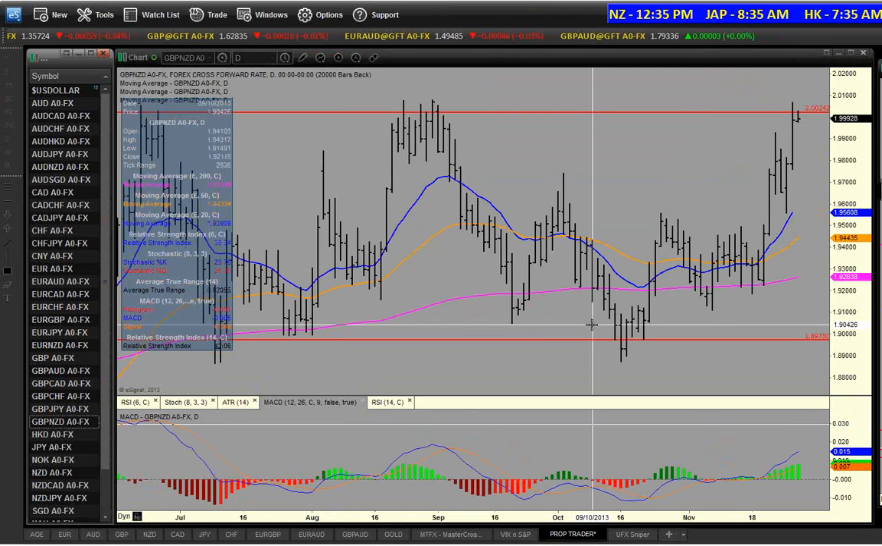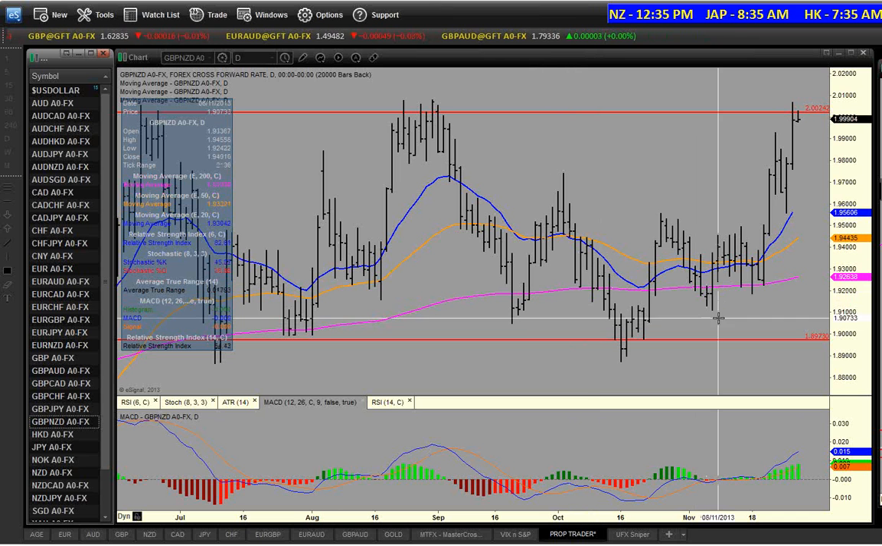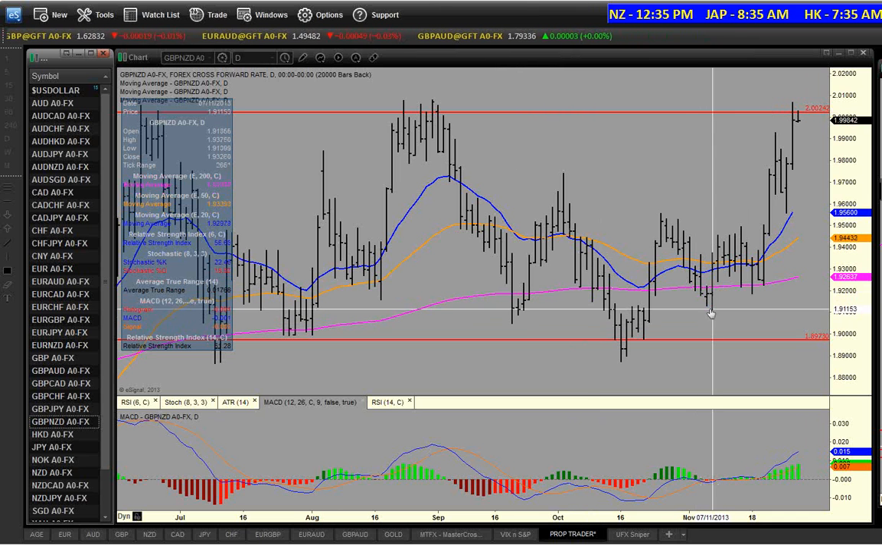Oh, shit. Make you cry, couldn't it? Oh, $2. Stopped out by a measly few pips.